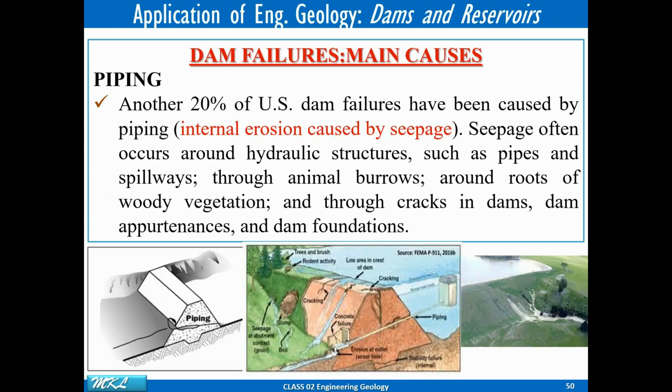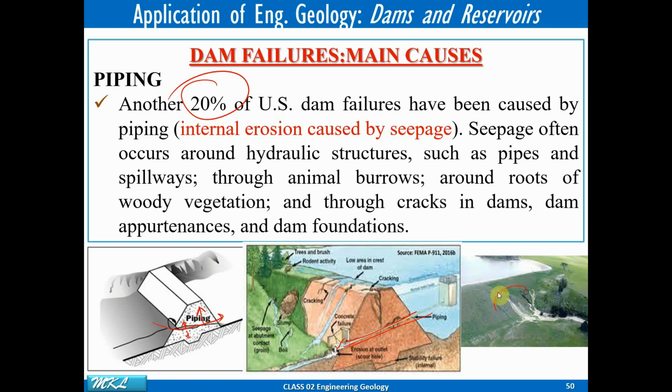Another reason is piping. About 20% of US dam failures are caused by piping. Piping means a small opening has formed within the dam. Over the years there might be a small opening that goes from the upstream side to the downstream side. And what will happen here? Seepage often occurs around like this. Seepage happens through this small opening, and over the years the piping width will increase. Along with this, it gives you uplift pressure. More uplift pressure means the stability of the dam will be reduced.